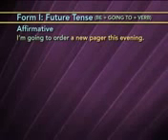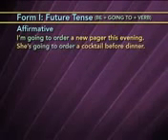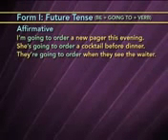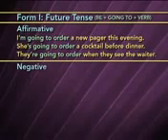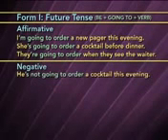Form 1, future tense: be plus going to plus verb. Okay, the affirmative: I'm going to order a new pager this evening. She's going to order a cocktail before dinner. They're going to order when they see the waiter. Going to plus verb. Negative: he's not going to order a cocktail this evening.